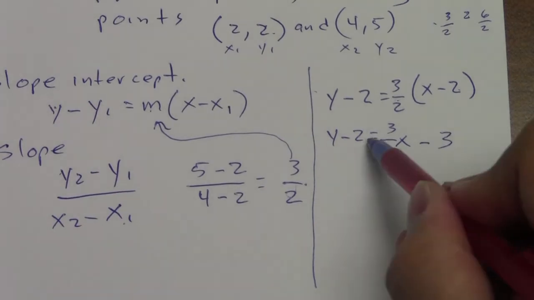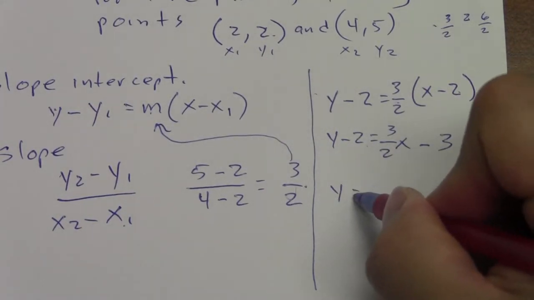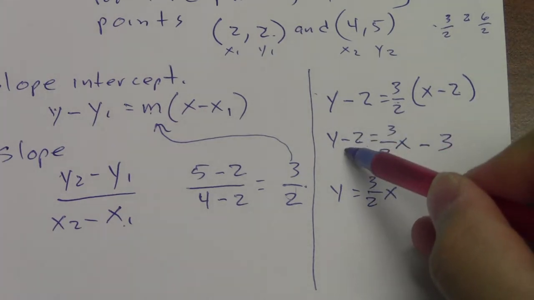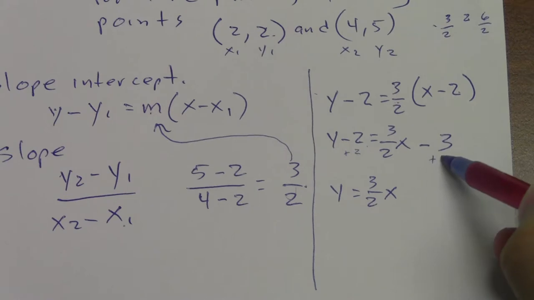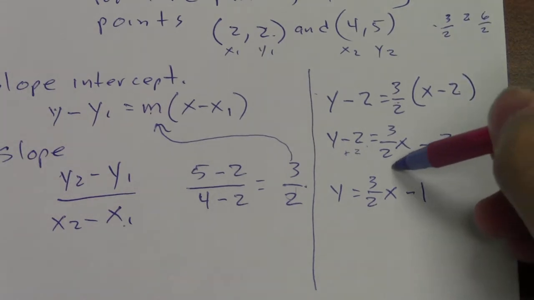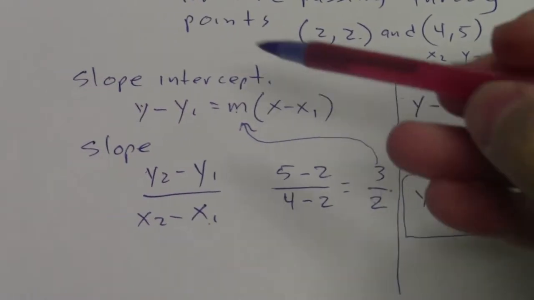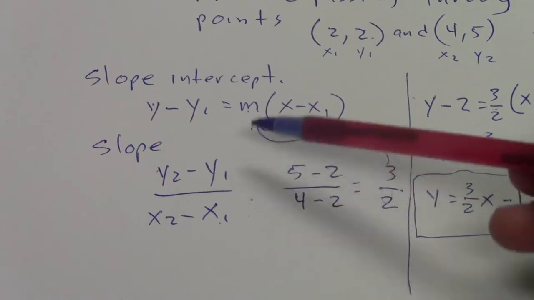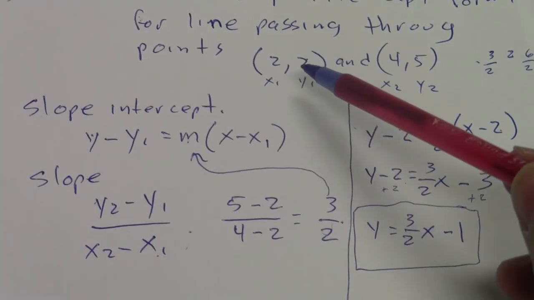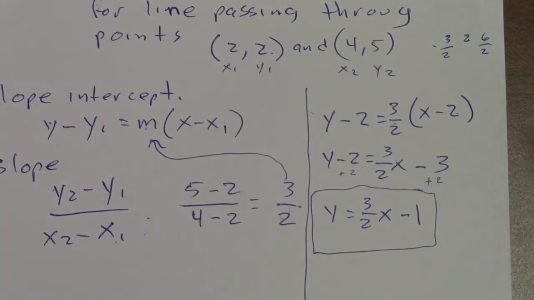All right. Now I just got to get this 2 by itself, or the y by itself. So y equals 3 over 2x. All right, this becomes a positive, positive 2, positive 2. So that gives me negative 1. And that's the answer they're looking for. So find the slope real quick, plug the slope in, insert your y1 and your x1, and then just solve it. That's all they want.